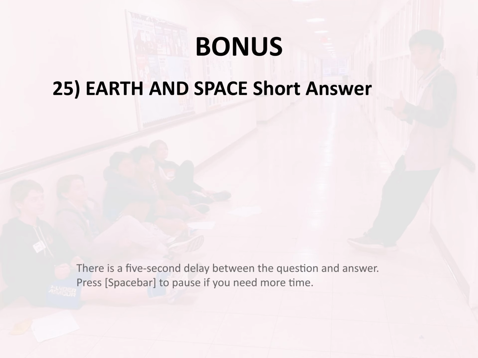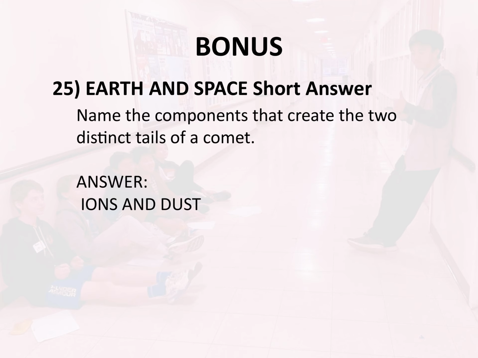Bonus, 25. Earth and space short answer. Name the components that create the two distinct tails of a comet. Answer. Ions and dust.